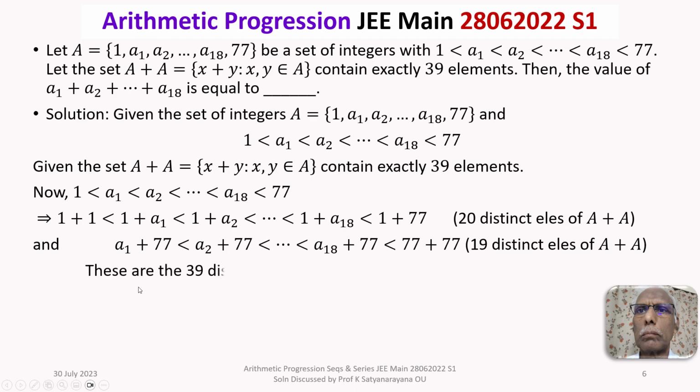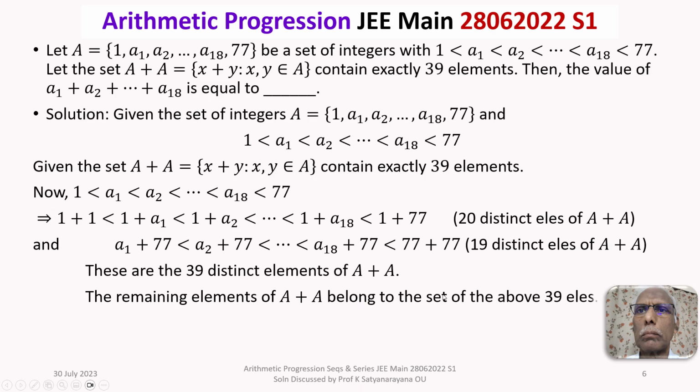So these are the 39 distinct elements of A plus A, and the remaining elements of A plus A belong to this above set of 39 elements. So if you take any other element other than these 39, that is in A plus A, it will belong to these above 39 elements. So that means the other elements will be repeated from these 39 only.